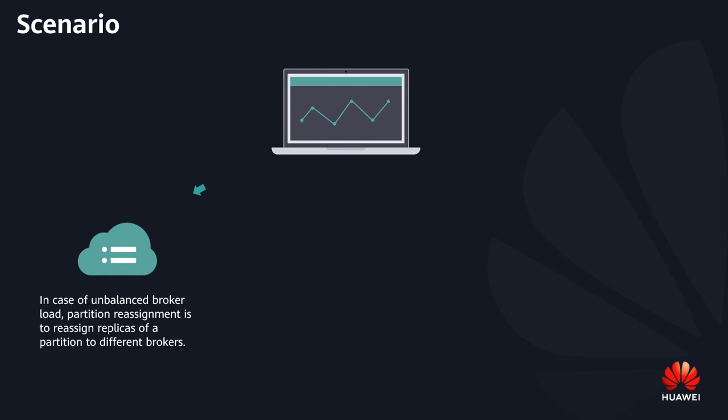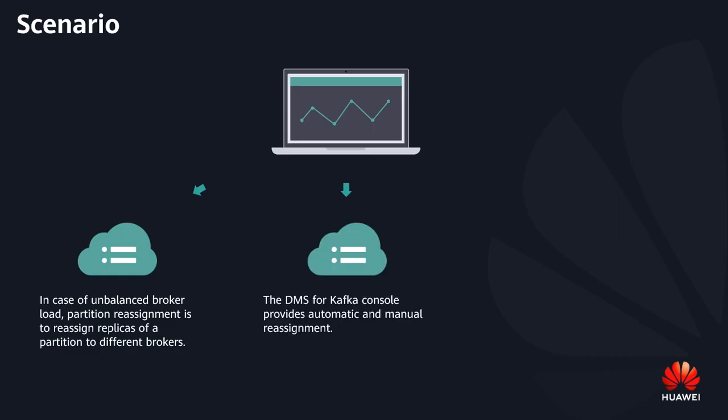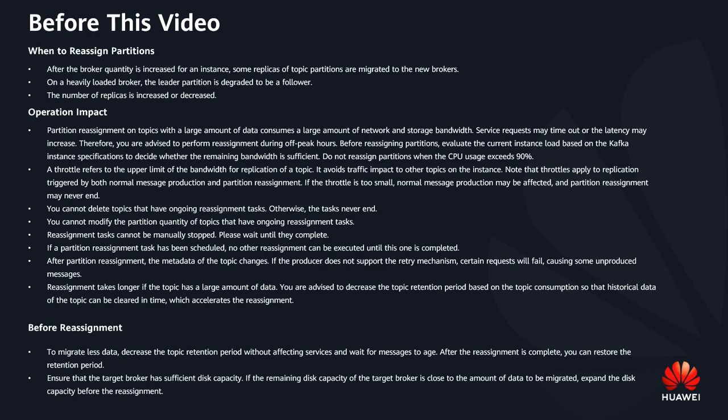Reassign partition replicas on different brokers to address uneven broker workload. DMS for Kafka provides automatic and manual reassignment on the console. This video demonstrates how to reassign partitions. Before doing so, please learn the scenario, impact, and preparation.